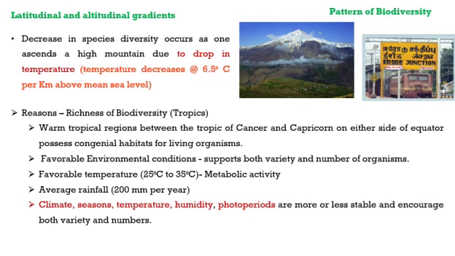Rich resource and nutrient availability is also one of the other important factors, the reason why we have more biodiversity in the tropical region.